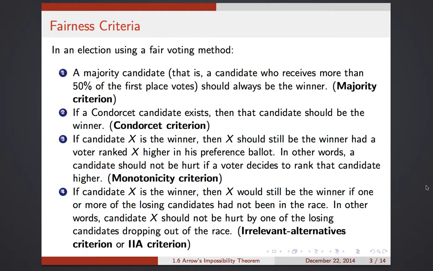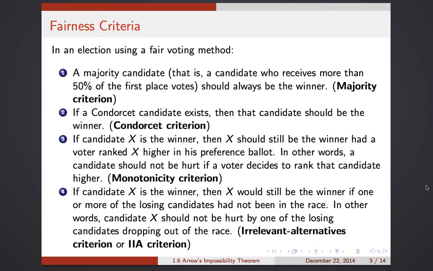What would your reaction to that be? I imagine you would say, that's not fair, right? A losing candidate should not cause me to lose simply by dropping out of the race. If you feel that way, then Arrow agrees with you, and that's why he's saying that criterion 4, that kind of thing, should not happen in a fair voting method.